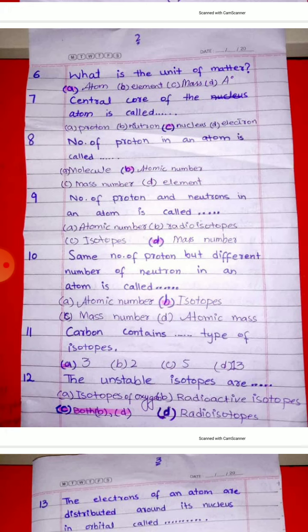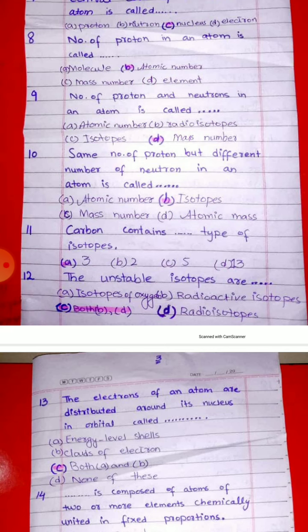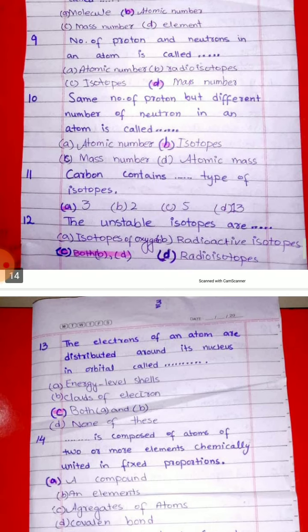Which of the following is the unit of matter? The central core of the atom is called the nucleus. The number of protons in an atom is called its atomic number. The number of protons and neutrons in an atom is the mass number.